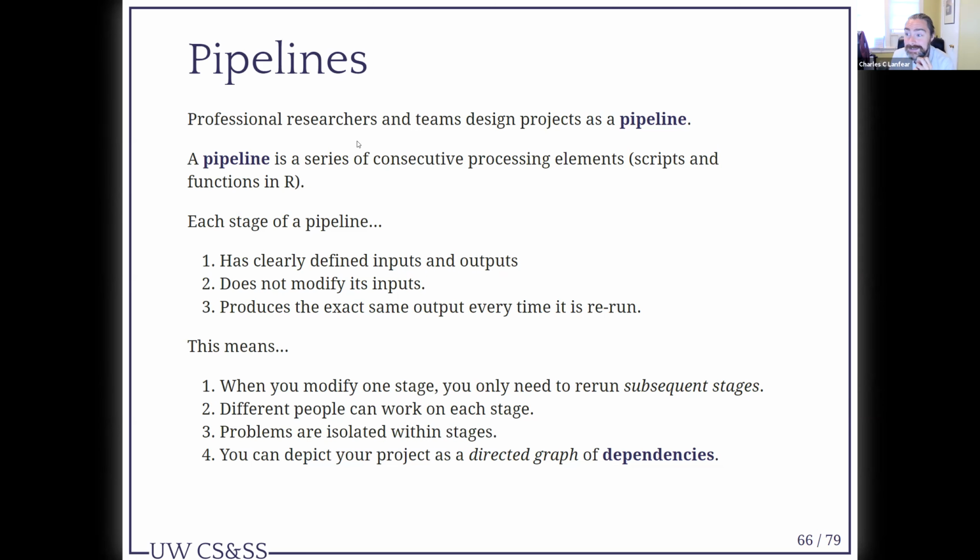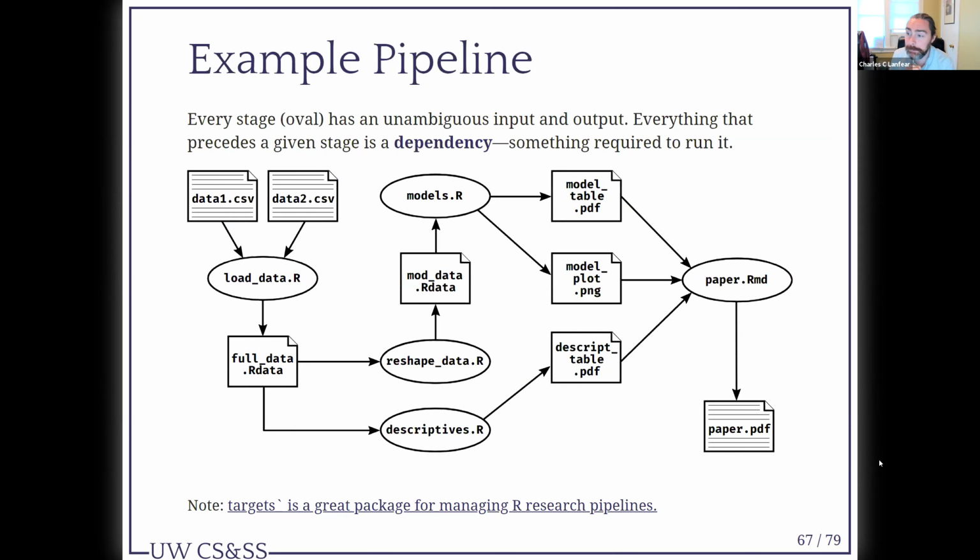A nice thing: if you've designed your entire project as a pipeline, you can now depict your entire project as something called a directed graph of dependencies. Turns out you can visualize projects. Pipelines look like this. In this example, every stage of the project is an oval. At the stages, they take some unambiguous input and produce some unambiguous output. Everything that precedes a given stage, going backwards down the arrows, is a dependency, something required to run that stage. Everything after depends on that stage.